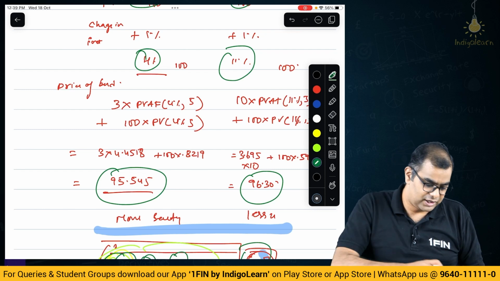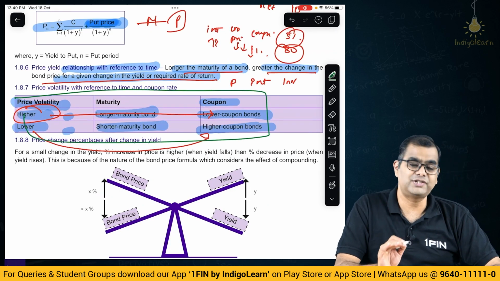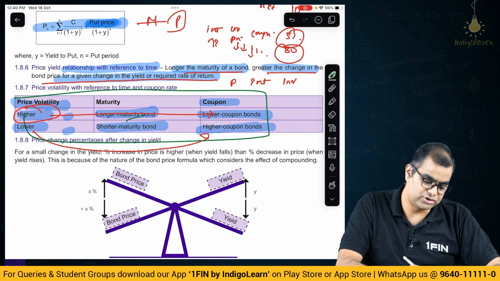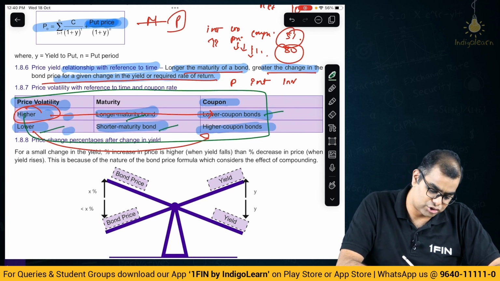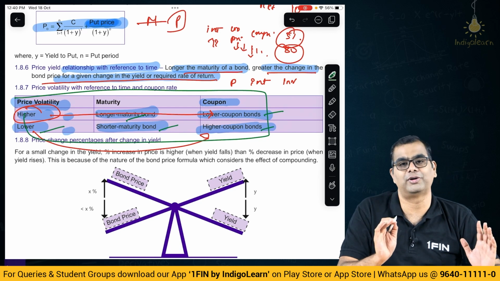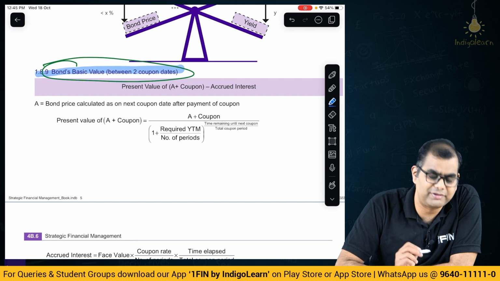Okay, fair enough. Now, coming back, we will summarize it like this. Price volatility is higher for a longer maturity bond and a lower coupon bond, and price volatility is lower for a shorter maturity bond and a higher coupon bond. So, friends, the next concept we are going to discuss, as I said, is a very interesting one. It is a bond's basic value in between two coupon dates.